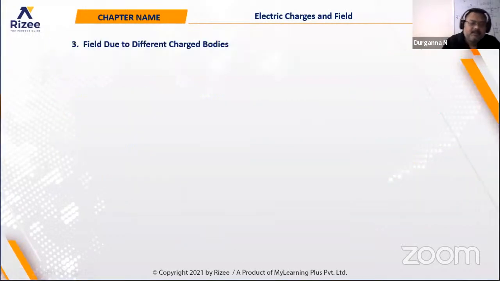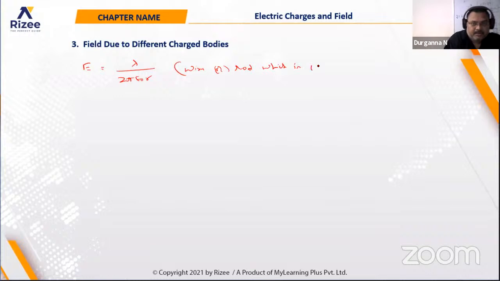So next one. As we have discussed the field because of the different objects, I'll again go over the formulas. E is equal to, for a straight wire or a rod which is uniformly charged, lambda by 2 pi epsilon naught r.